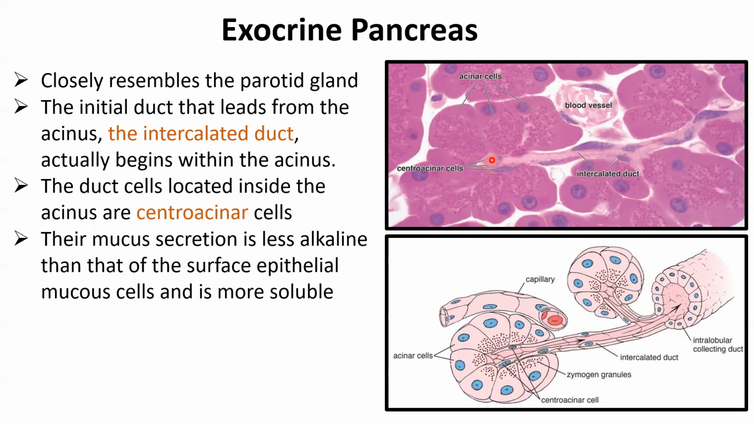So here it is. You can identify this on the H&E in the lab. So you look for these centroacinar cells. It's also one of the criteria you can use to tell it's a pancreas and not a salivary gland.